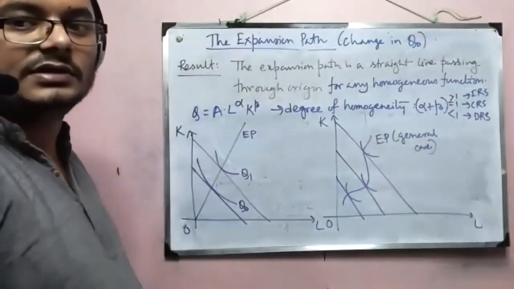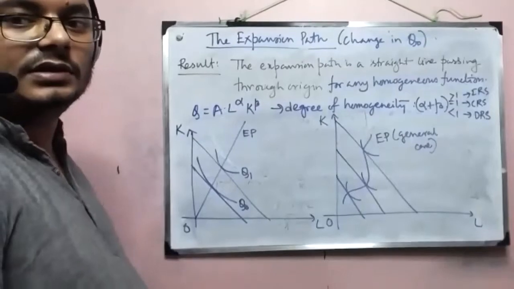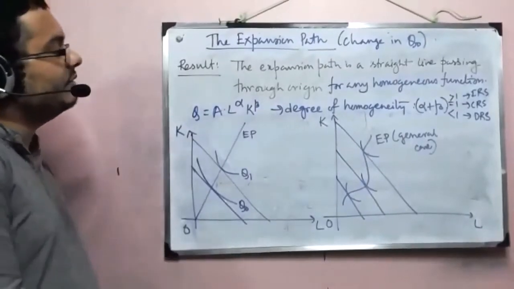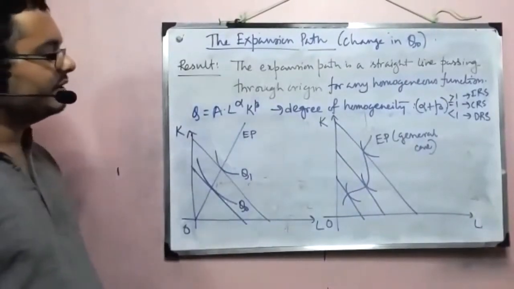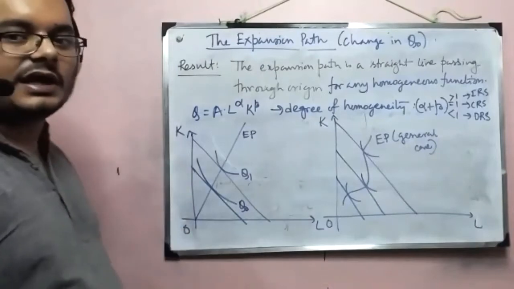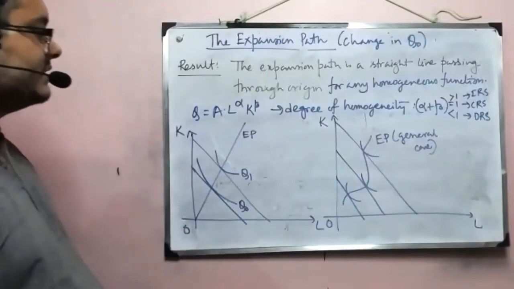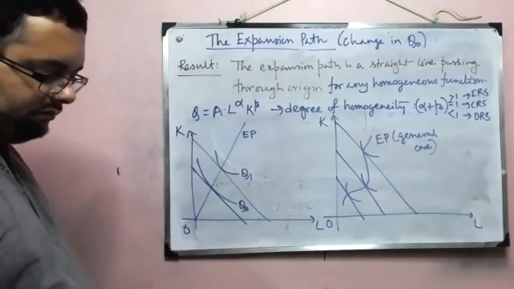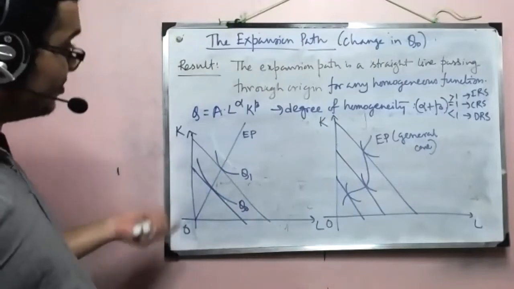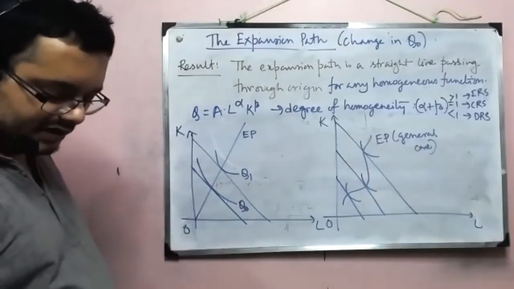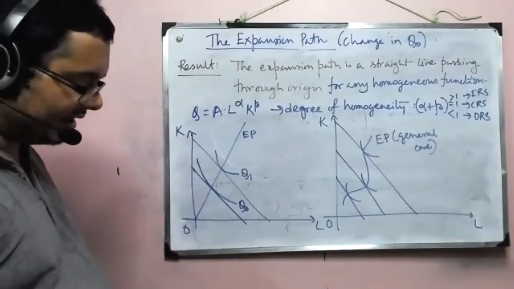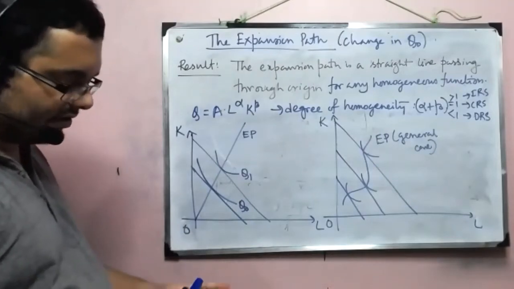Now, just to add, the equilibrium condition will give us the expansion path as long as the isoquants are convex to the origin. Otherwise, it will not hold.